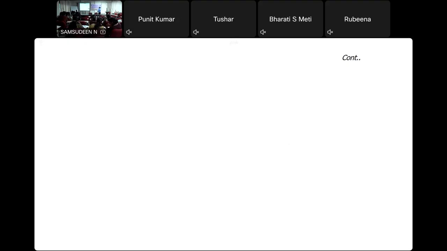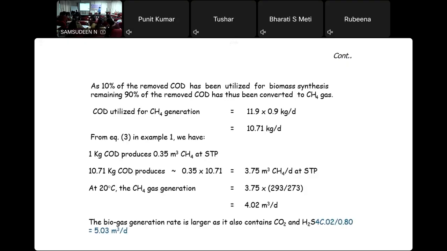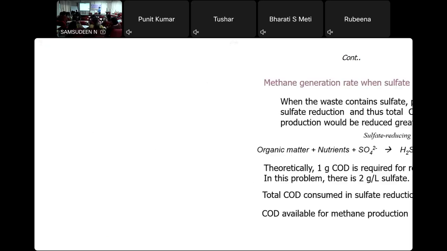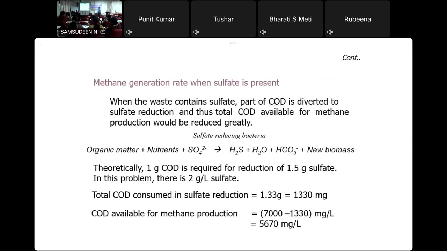All right, so the next slide. Here now we are inputting sulfate. So when you take that, accounting for sulfur reducing bacterial use, this is what's available for methanogens, out of 7,000.